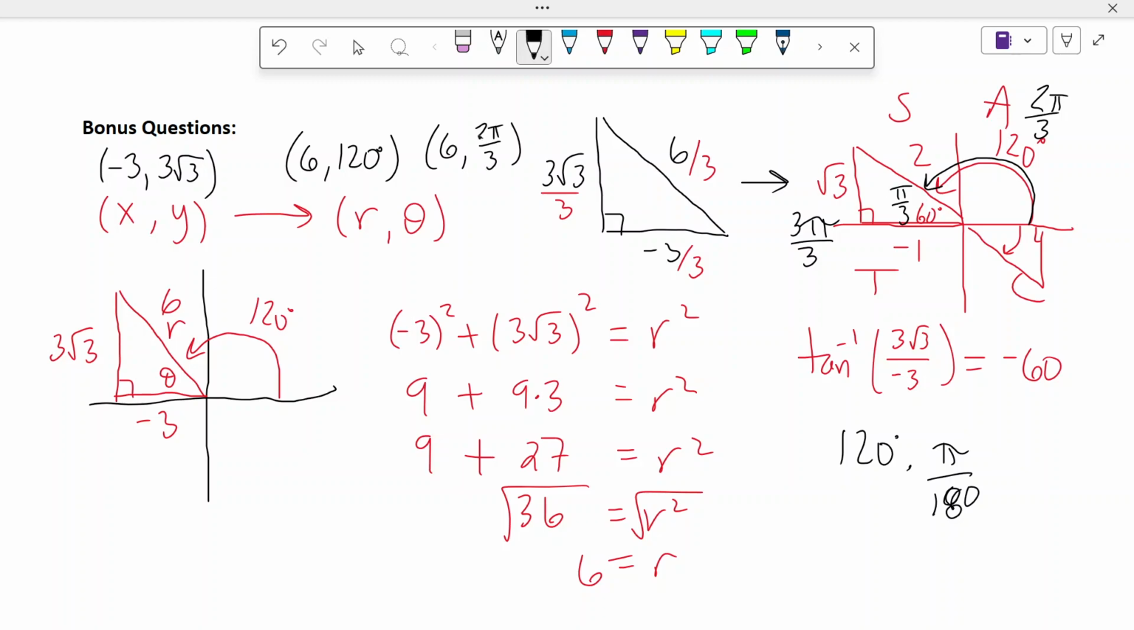And that's a nice radian answer because it came out nice. We had a nice degree, so we got a nice radian answer. So there is how we can convert a rectangular point into polar coordinates.